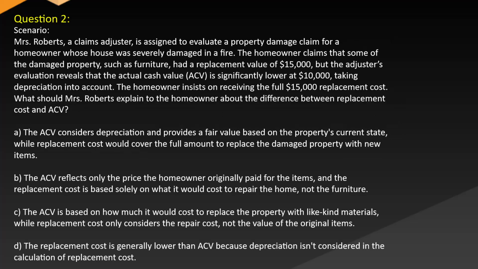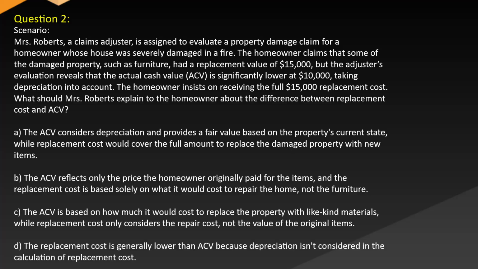Question 2. Scenario: Mrs. Roberts, a claims adjuster, is assigned to evaluate a property damage claim for a homeowner whose house was severely damaged in a fire. The homeowner claims that some of the damaged property, such as furniture, had a replacement value of $15,000, but the adjuster's evaluation reveals that the actual cash value (ACV) is significantly lower at $10,000. Taking depreciation into account, the homeowner insists on receiving the full $15,000 replacement cost. What should Mrs. Roberts explain to the homeowner about the difference between replacement cost and ACV?